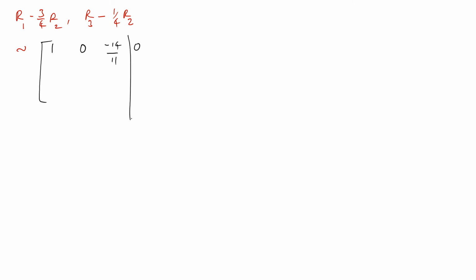Now after getting a22 as 1, reduce the second column positions to 0 by taking operations r1 minus 3 by 4 r2, r3 minus 1 by 4 r2. Okay, then what does the matrix become? This is 1, and now this position 0, minus 14 by 11, this value, and coming to this 0, 5 by 11, and this is minus 3 by 11. Coming to the second row, there is no change: this is 15 by 11, this is 0, minus 3 by 11, and this is 4 by 11. In the third row there is a change, 0, and this becomes 0 now.